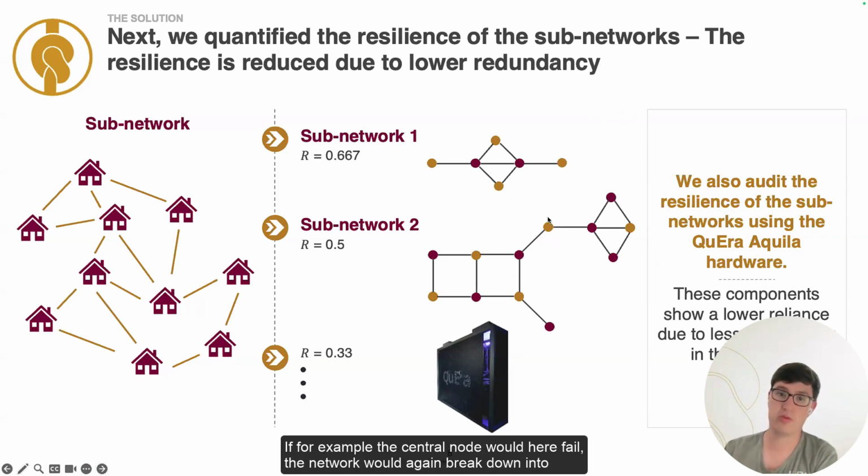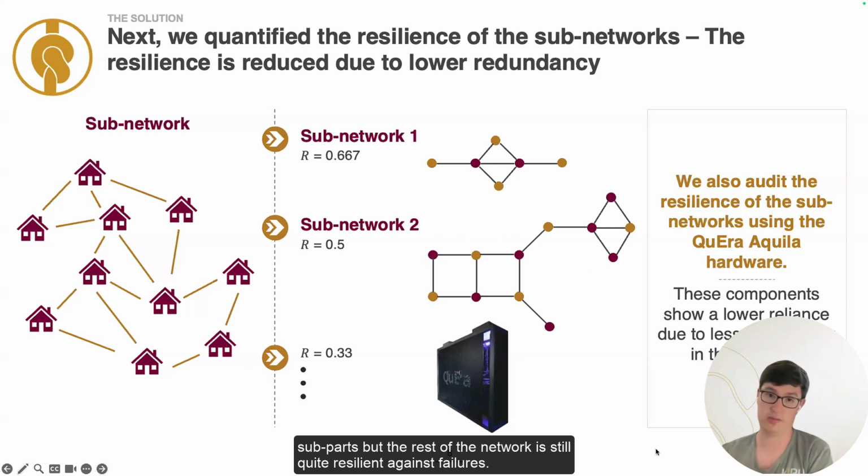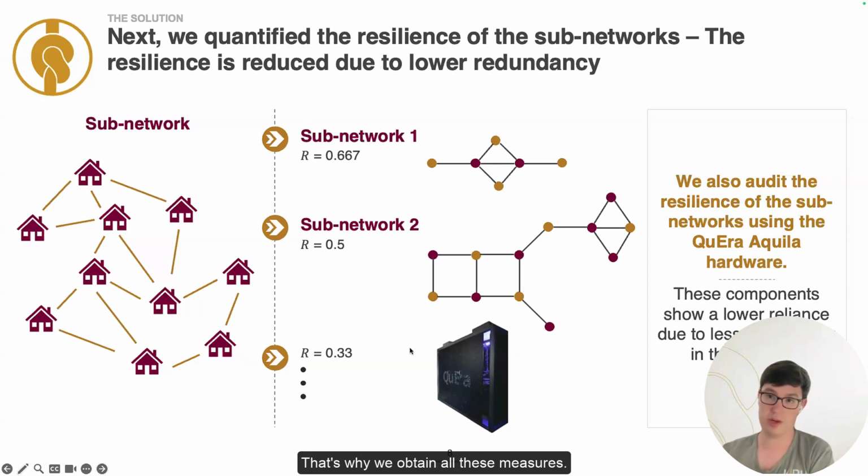If, for example, the central node would here fail, the network would again break down into subparts, but the rest of the network is still quite resilient against failures. That's why we obtain all these measures.